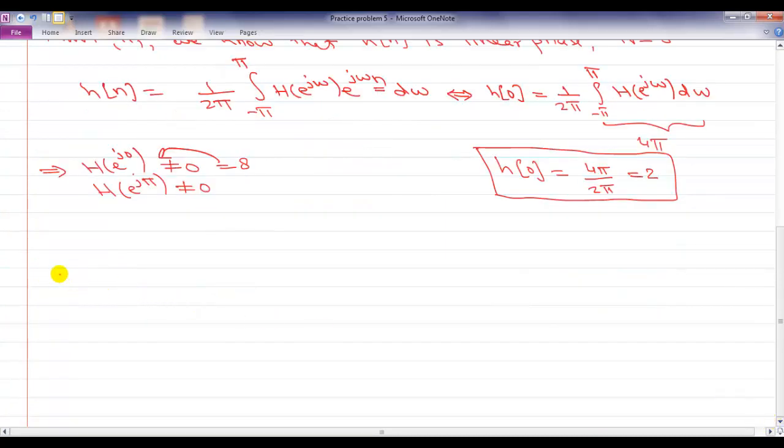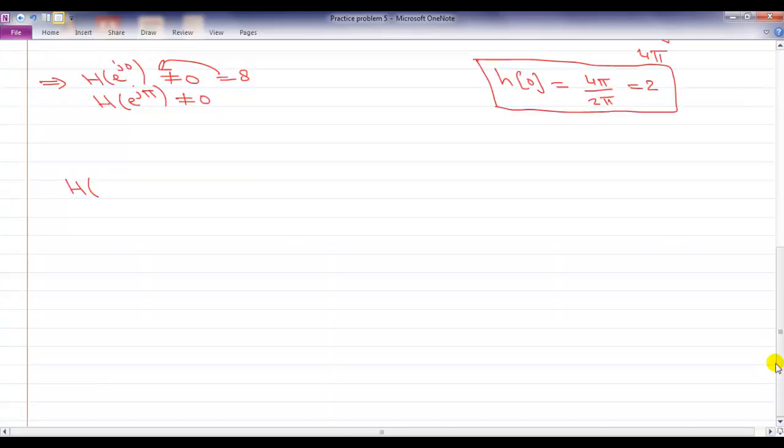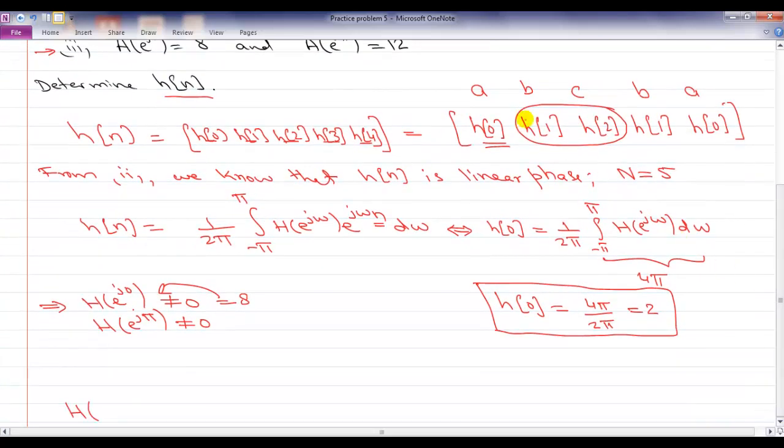Okay, now we simply use, so I'll call these numbers to make it easy. I'll make it A, B, C, B, and A. Okay. So we have already found A, that is 2, and so we are left with finding two other numbers.